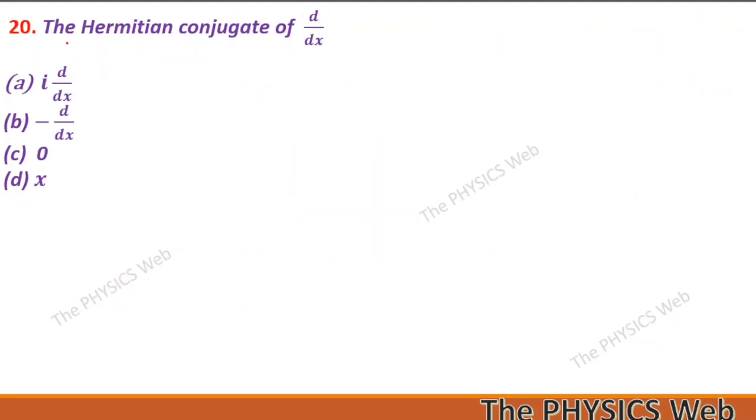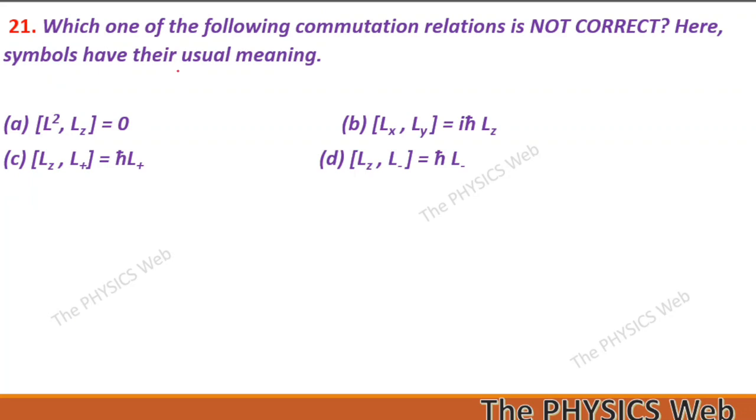Next, question number 20. The Hermitian conjugate of d by dx is minus d by dx. So B is your correct option. Which one of the following commutator relations is not correct? Here the symbols have their usual meaning. This is a very general and very important question, so try to practice the commutator brackets for angular momentum components. As we know, [Lx, Ly] is iħLz. This is correct.